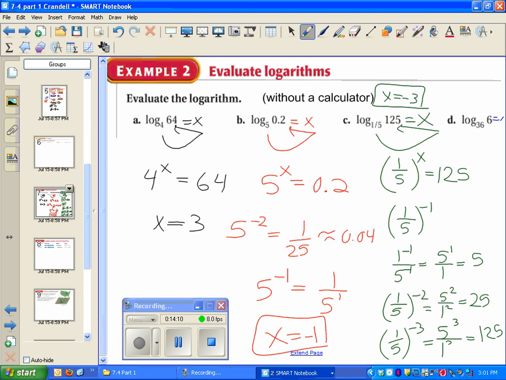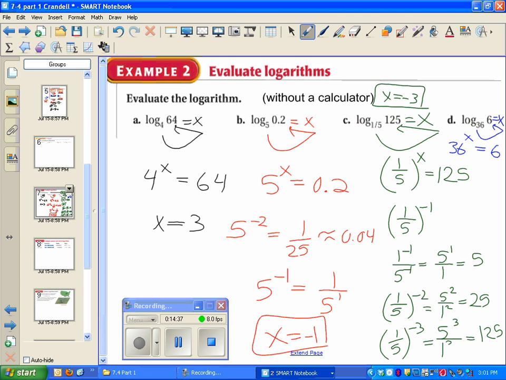And for part D, I'm going to set this equal to x. If you didn't set up C, please set this one up. You can do it. So you're going to have smiley face 36 to the x equals 6. Okay, so that one, let's see. 36 to the first power would be 36. And 36 to the negative 1 power would be 1 over 36, so that's not going to quite cut it.